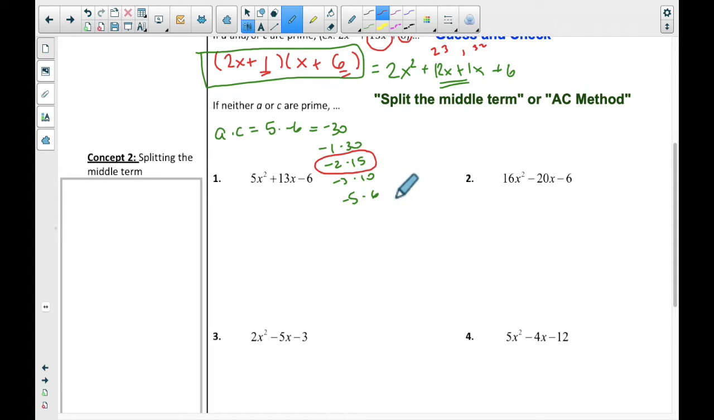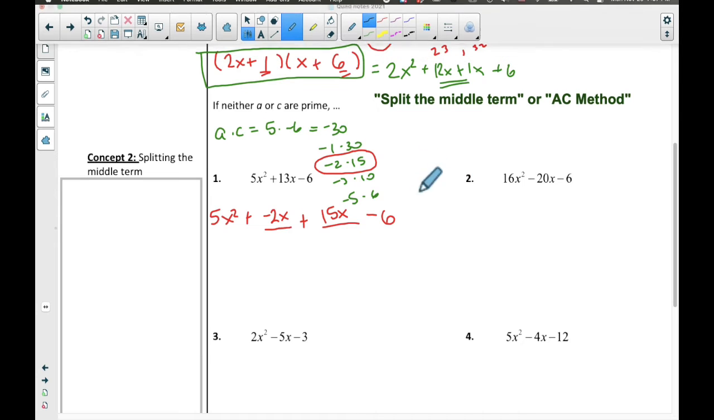And so what I'm going to do is rewrite this trinomial. Instead of calling it plus 13x, I'm going to call it plus negative 2x plus 15x. Let me show you. I'm going to keep my 5x squared where it is, and I'm going to have two new blanks here, and then I'm still going to have my minus 6 on the end. My two new blanks are a negative 2x and a 15x. That's the first step in splitting the middle term.